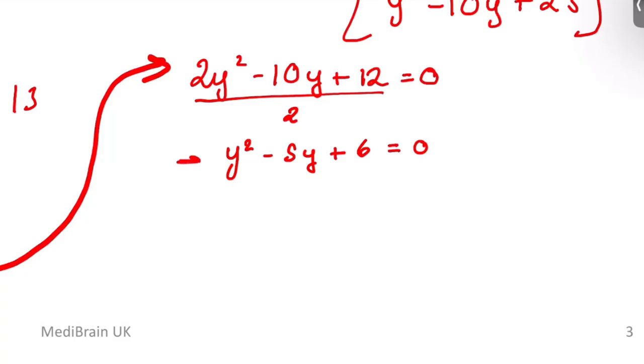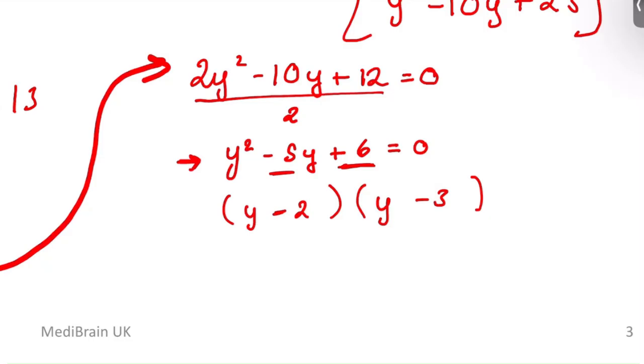Now you just need to factorize this out. So put it into brackets: y squared minus 5y plus 6. It's a quadratic, so we're going to have two pairs of brackets, with a y in each bracket. Then we need to think of two numbers which multiply to 6 and add to -5. So -2 and -3 multiply to +6 and they add to -5, because -2 times -3 is +6, and -2 minus 3 is -5. So that's your factorized version, and it's equal to 0.